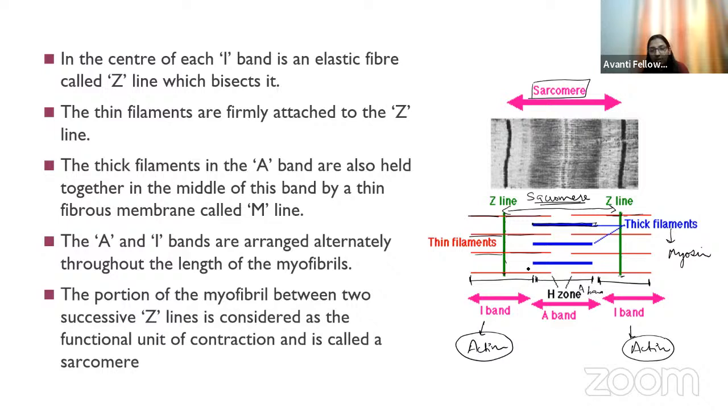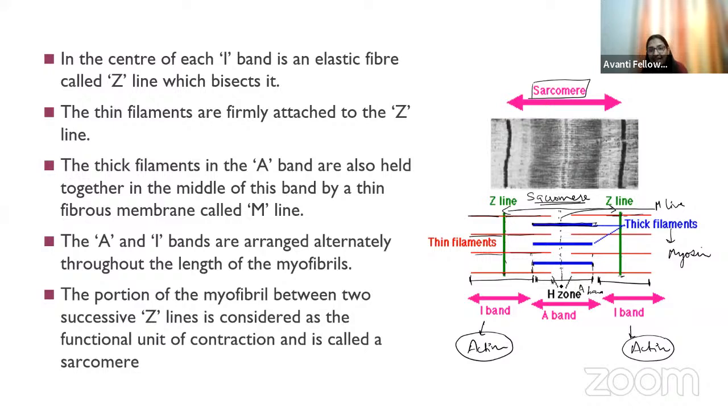From here, the length of the myosin filament represents the A band. So the A band will be from here till here. And in the middle, there's an M line present. This is the M line. In the middle of the thick filament, there's an M line, which is holding these thick filaments in the center.